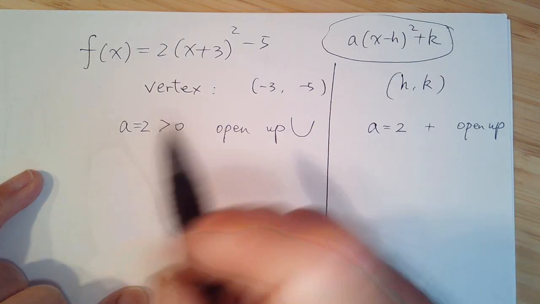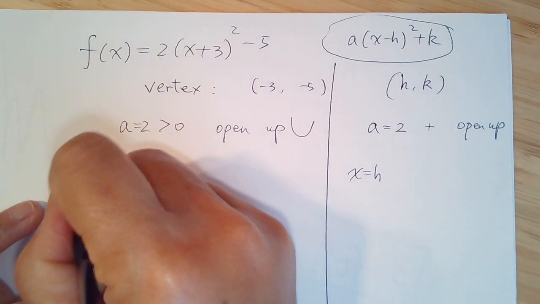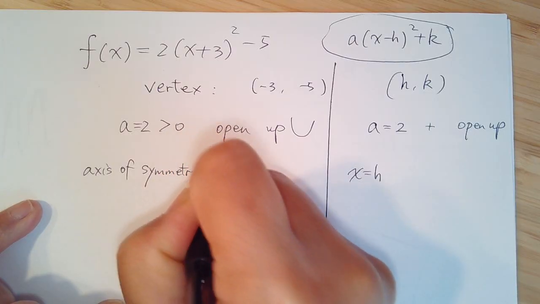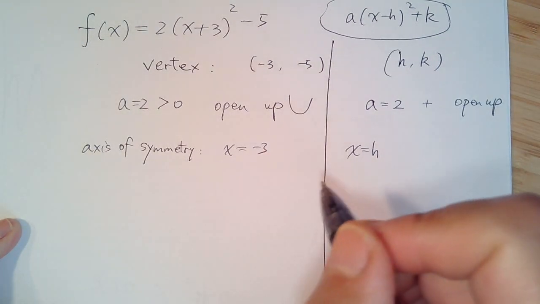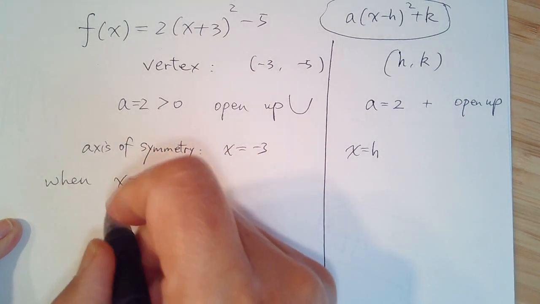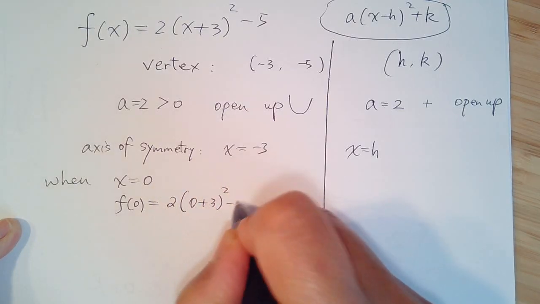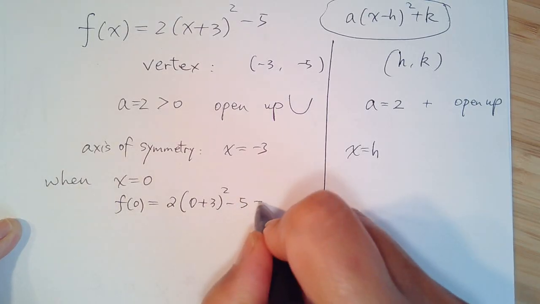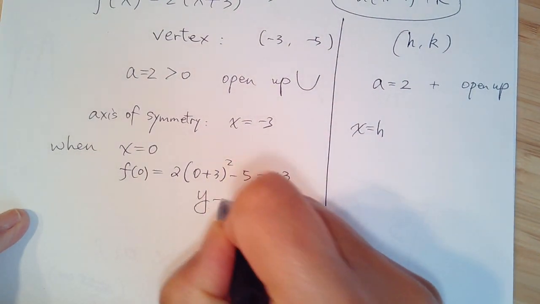Okay, what else do we know? We know x equals h is the axis of symmetry. That will be x equals -3. What else? Y-intercept, right? What is the y-intercept? That's when x equals 0. What is y? So f of 0 will be 2 times (0 plus 3) squared minus 5. 3 squared is 9. 2 times 9 is 18. 18 minus 5 is 13. So this is the y-intercept.